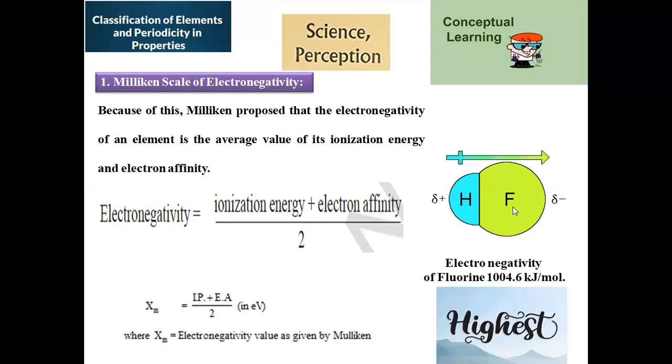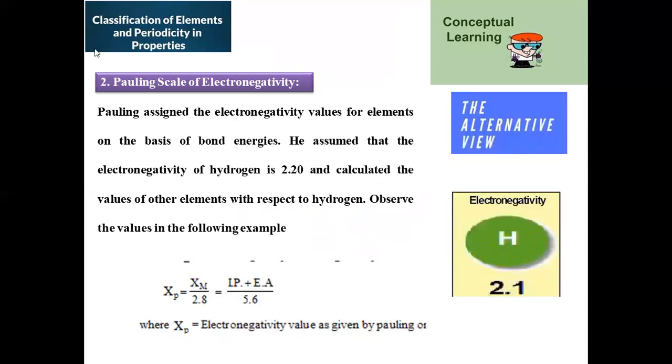And the electronegativity value of fluorine is given as 1004.6 kilojoules per mole. It is the highest value in the entire periodic table. Fluorine's electronegativity is the highest in the modern periodic table. The Mulliken calculation is the older one and not exactly accurate, so the most widely accepted Pauling scale was given as the more precise value.